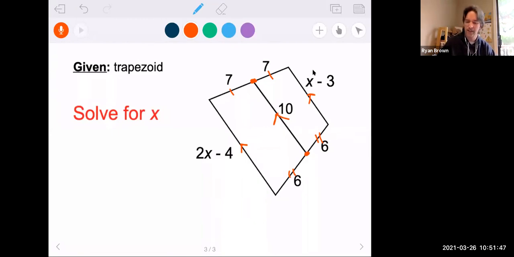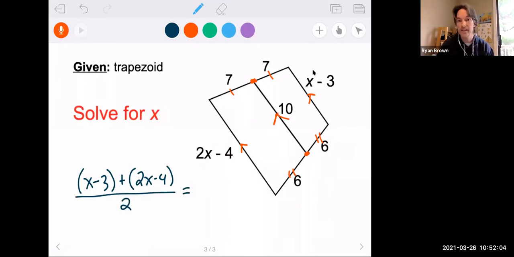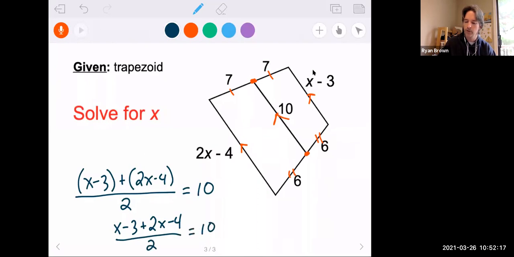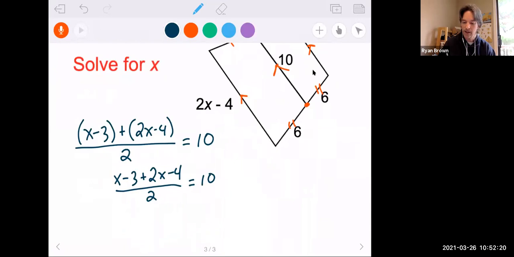Ready? Okay, let's actually say the average of the bases, right? That would be x minus 3 plus the other base, 2x minus 4. Okay, the average, that means I'm going to add those two and divide by 2. That should be equal to the midsegment. And we know what that's equal to, right? That's equal to 10. All right, should we play at the top a little bit? That's x minus 3. And I can distribute the plus. It doesn't do much. And if we keep playing with the numerator there, let's gather some like terms. The x's, how about 3x? And the numbers, we get minus 7 over 2 equals 10.